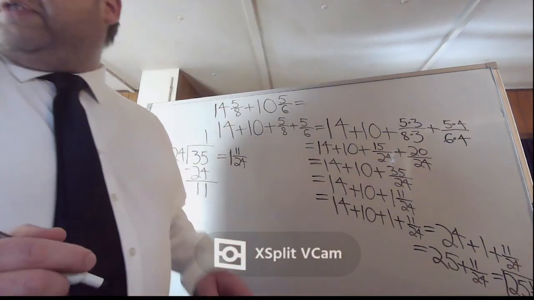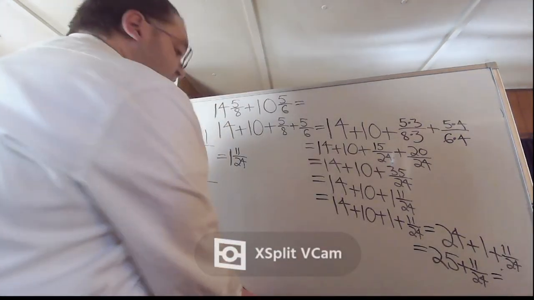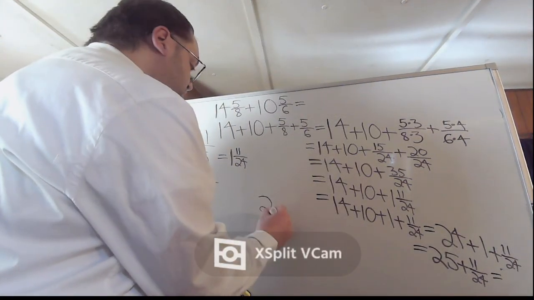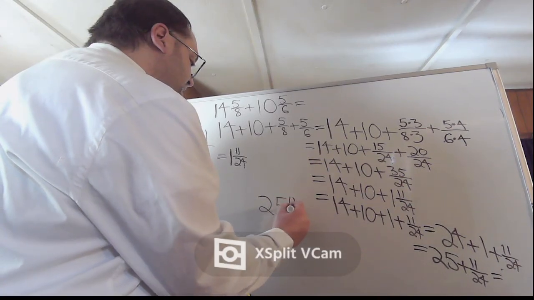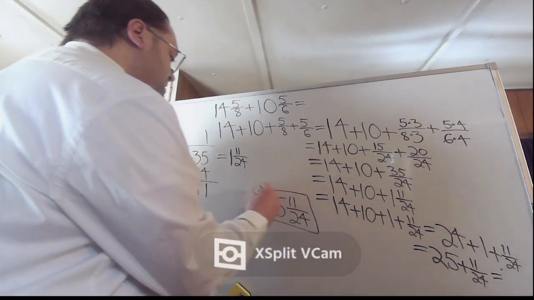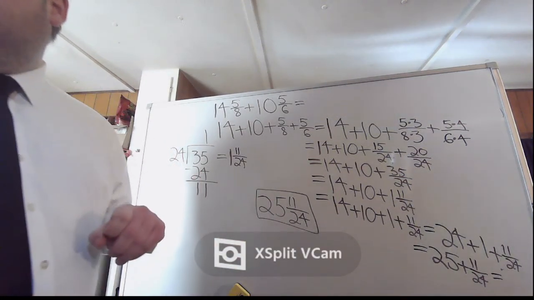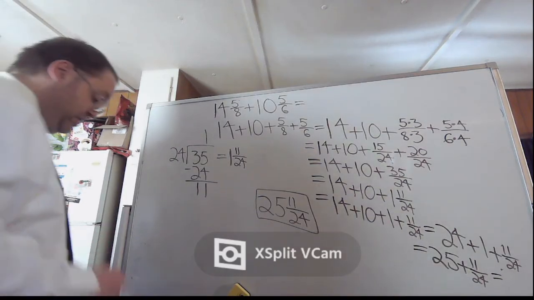I'll square that here. All right. 25, whoops, you can't see it. It's out of view. Hold on a second. Looks like your final answer is going to be 25 and 11/24. After doing all the addition and everything, 25 and 11/24 is your final answer.